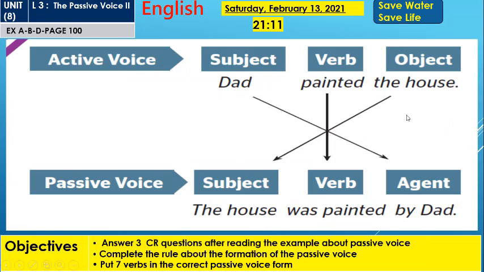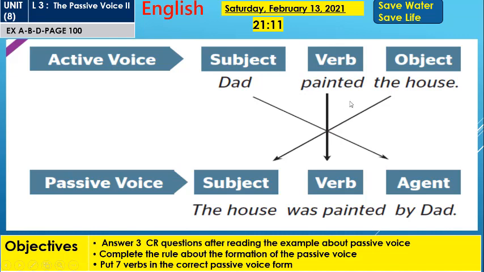Here is the rule governing the formation of the passive voice. In the active voice we have a subject, which is the agent, الفاعل, the verb, which is الفعل, and the object, which is المفعول به. Note that the verb, of course, has a tense. Here it is the past simple, الماضي البسيط. The object goes to subject position. المفعول به يأخذ مكان المبتدأ, the house.